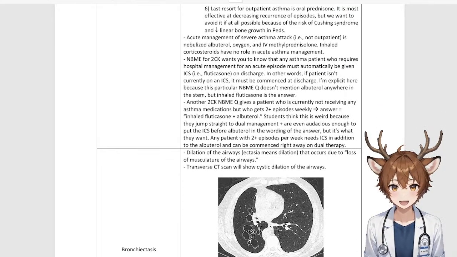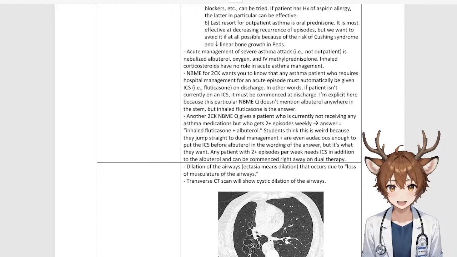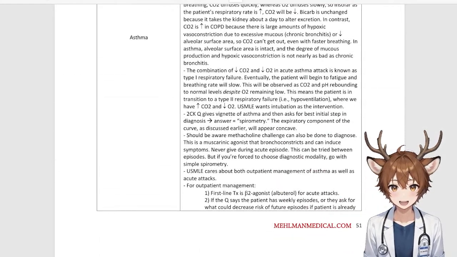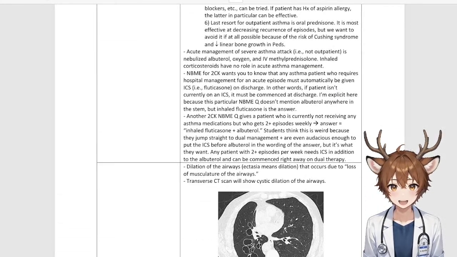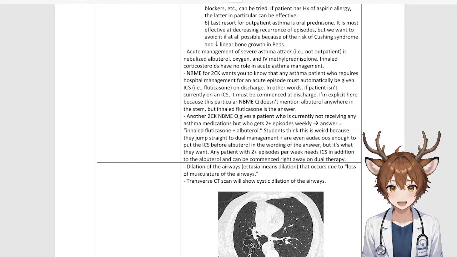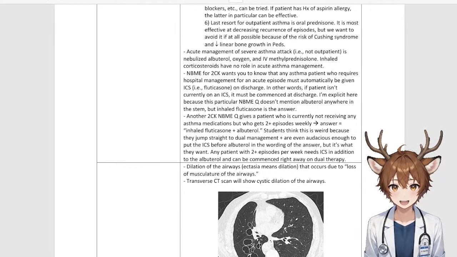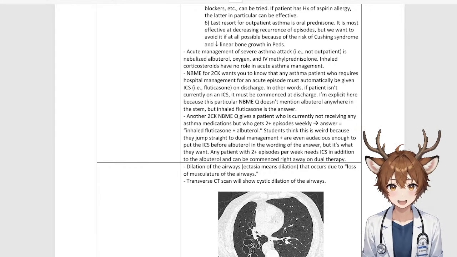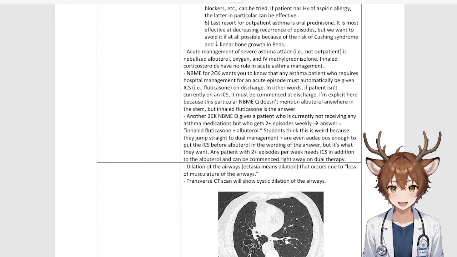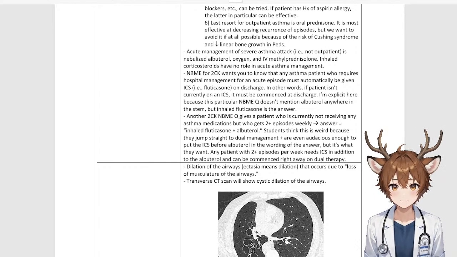So continuing with asthma, acute management of severe asthma attack, that is to say not outpatient, is nebulized albuterol, oxygen, and IV methylprednisolone. Inhaled corticosteroids have no role in acute asthma management.